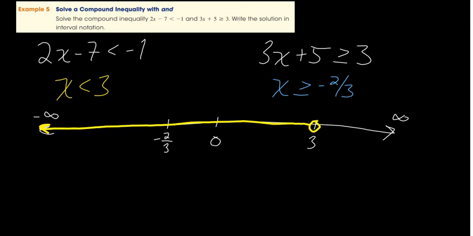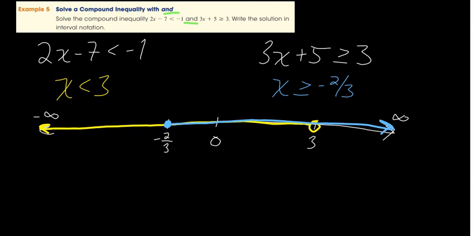And then in blue, x is greater than or equal to negative 2/3. So here at negative 2/3, we're going to put a closed circle, and we're going to go all the way to infinity there. Now this being an and, what we're going to do is look for the overlap. And where do they overlap? Wherever we see the blue and the yellow, that's where they overlap.